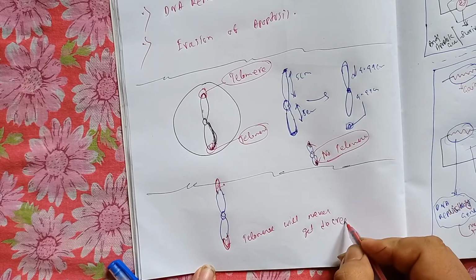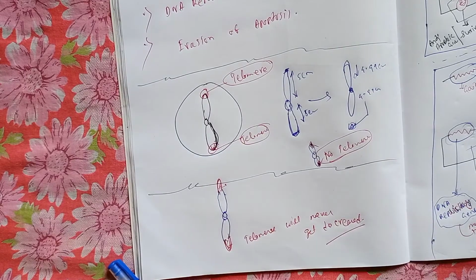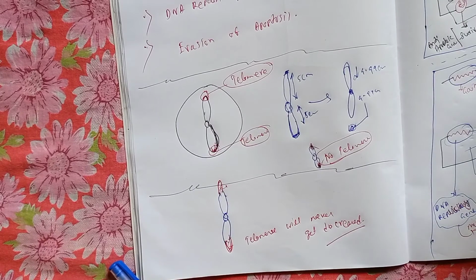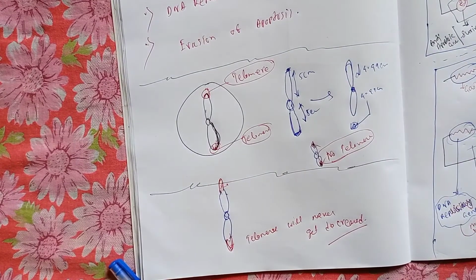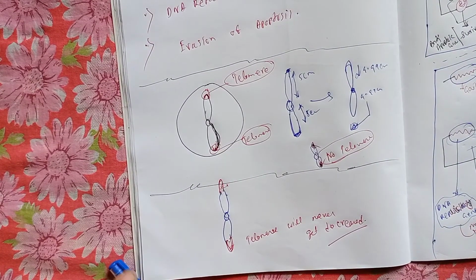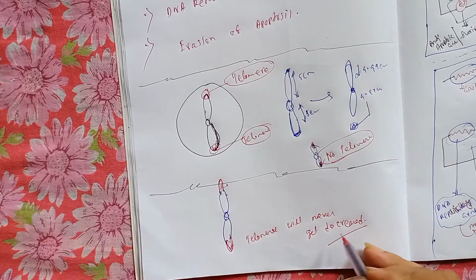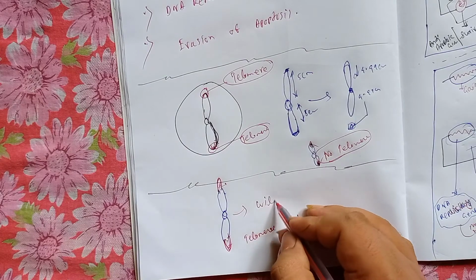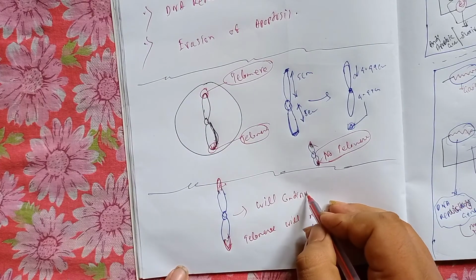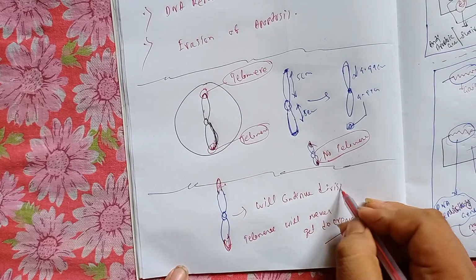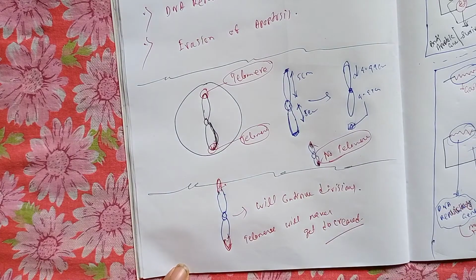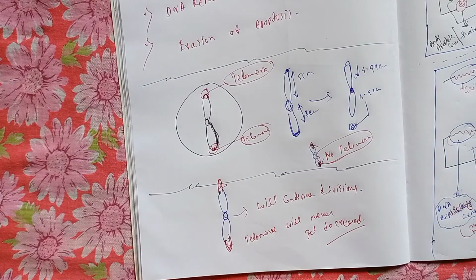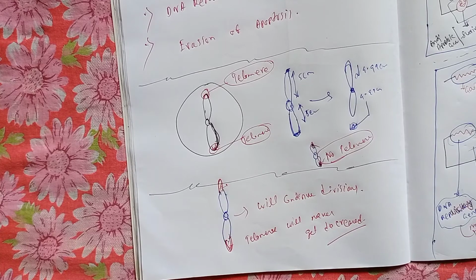Why? There is one enzyme, and that enzyme is not functional in these cases. So what will happen, guys? The telomere will stay active. If the telomere never gets decreased, the cell will continue its divisions. That's why cancer cells have the capacity to continue dividing step by step. So it will never die.